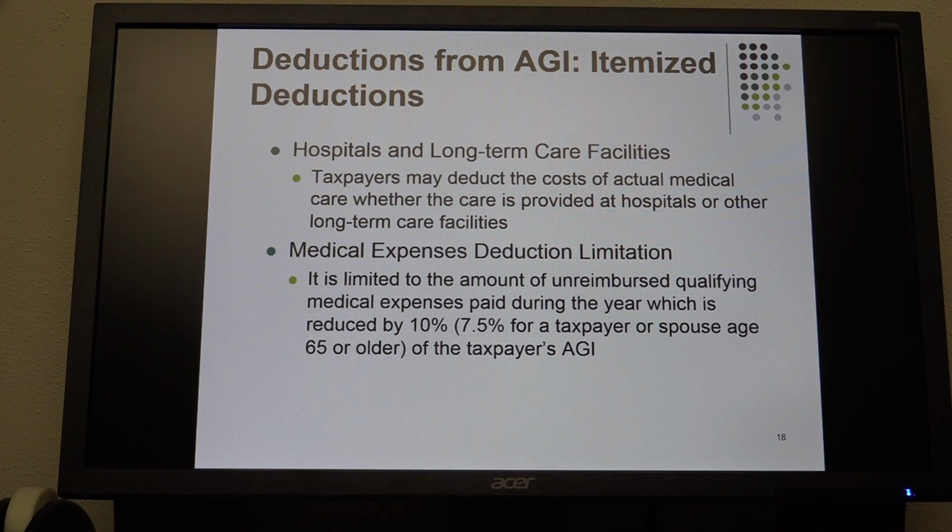For taxpayers that are, or a spouse that are, 65 or older, the limitation is 7.5% of the taxpayer's AGI.